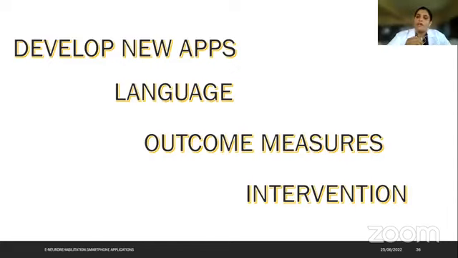Now coming to outcome measures, we can develop applications related to outcome measures. All the outcome measures and scales that can be used in the form of a questionnaire can be developed, and it will be easier for the therapist to collect data or track the patient, as well as easier for the patient to enter it. Same way we can develop an intervention based app.